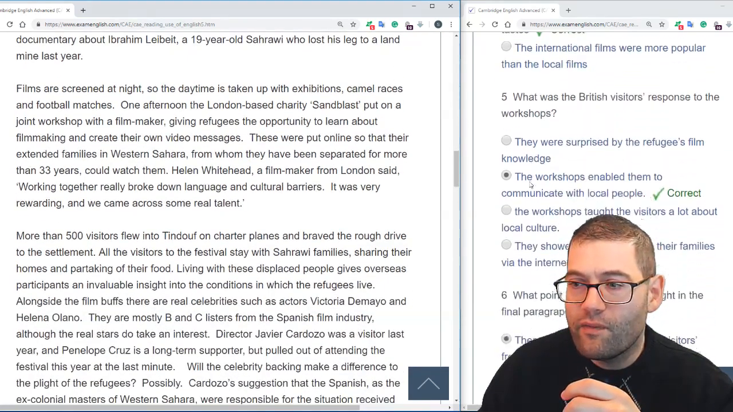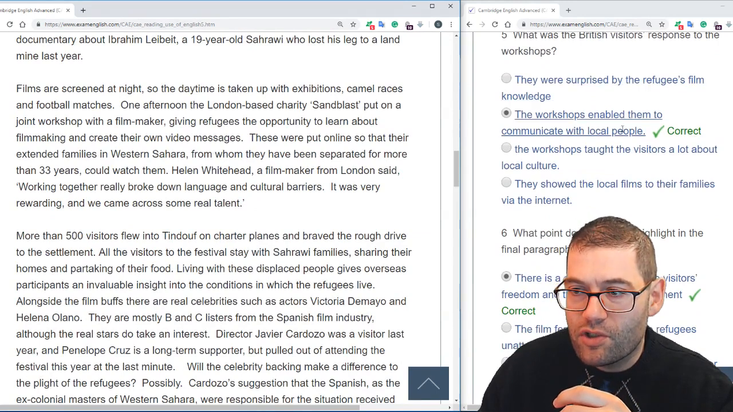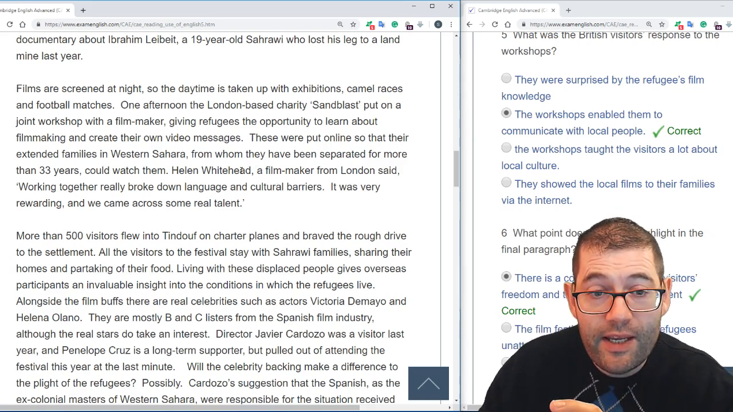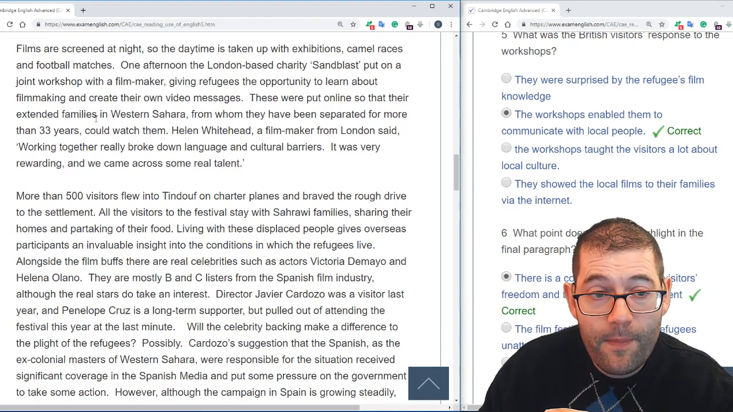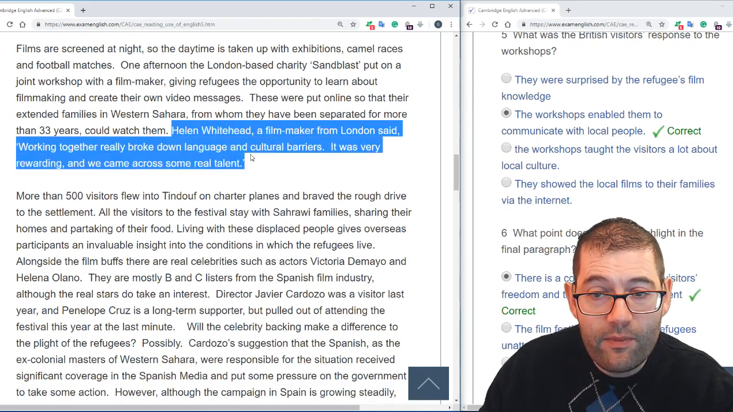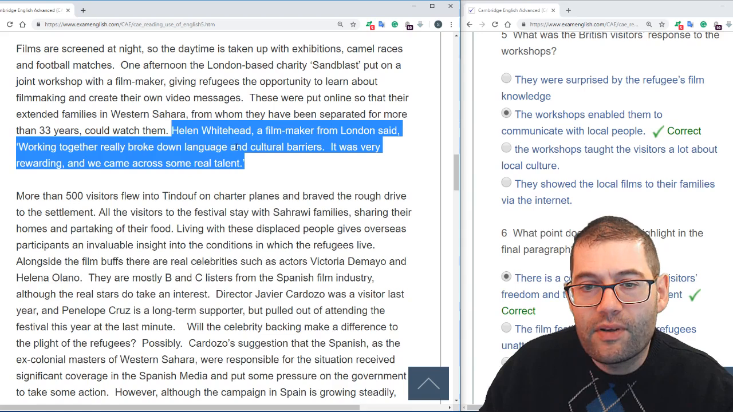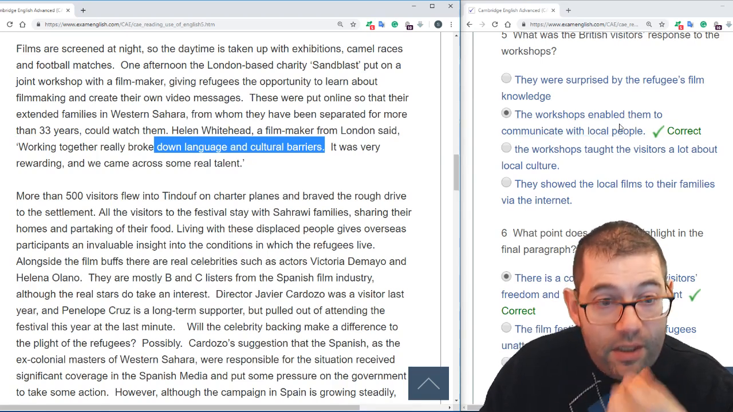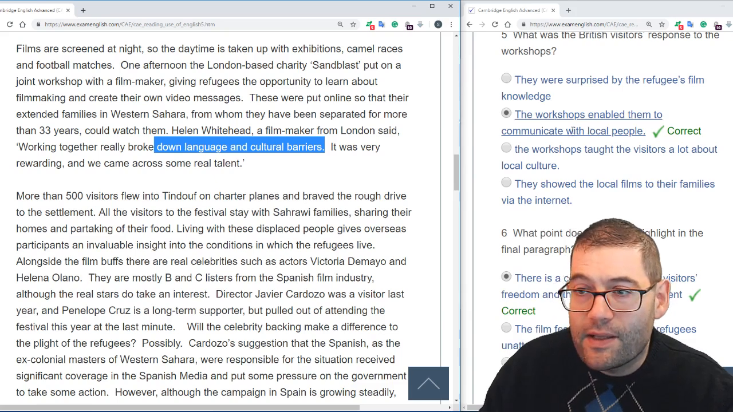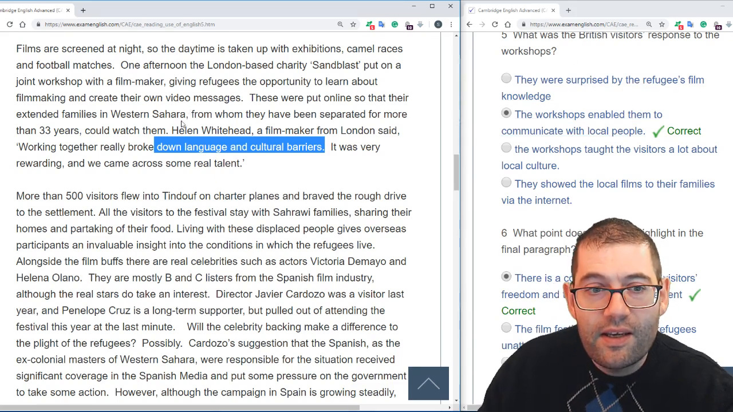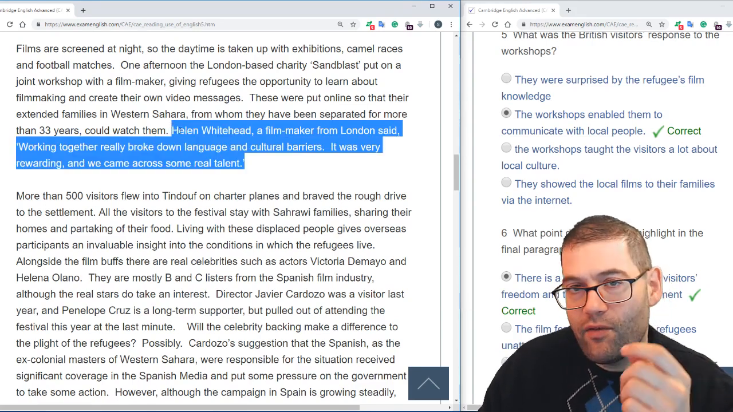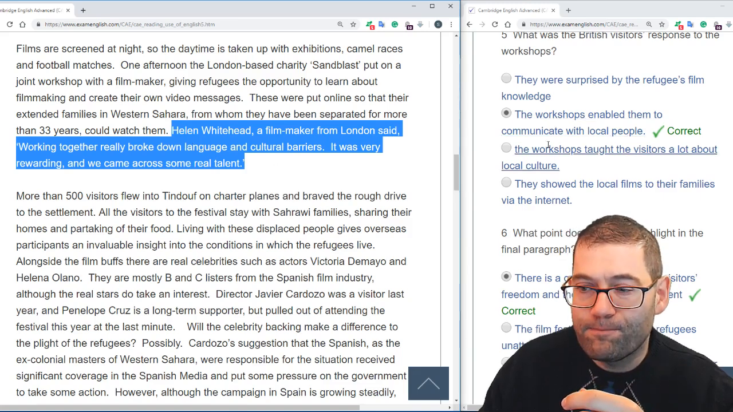For question number 5, what was the British visitors' response to the workshops? The workshops enabled them to communicate with the local people. This goes back to a clear vocabulary link, and we can see this at the end of this paragraph here. Helen Whitehead, a filmmaker from London, said, "Working together really broke down language and cultural barriers." Language and cultural barriers. So in other words, if you break down language barriers, it means that you're trying to communicate with other people. That links to our answer. And it's the British visitors' response. Clearly, this is Helen Whitehead, a filmmaker from London. So this bit gives us our clear vocabulary links to our answer.